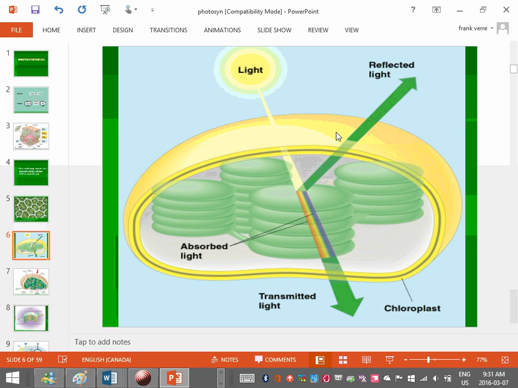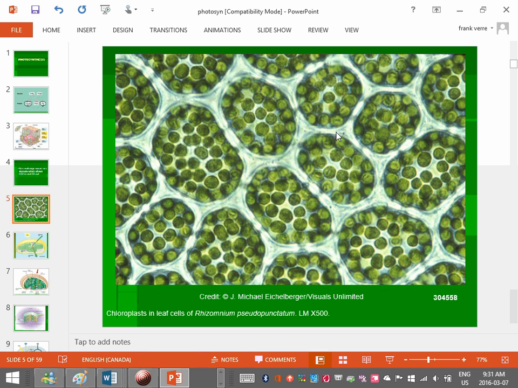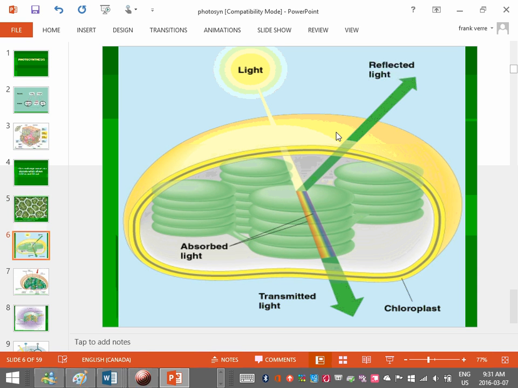Why is the chloroplast green? So take a look at this picture. What's the predominant color you're seeing here? Green. Why? Why is anything a color? Why is your sweater green? Why would your eyes be blue? Why would someone's pencil case be red?